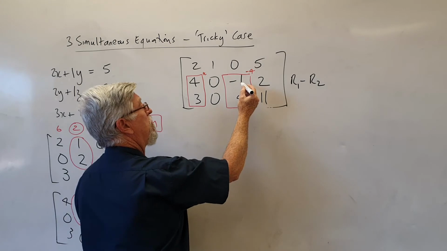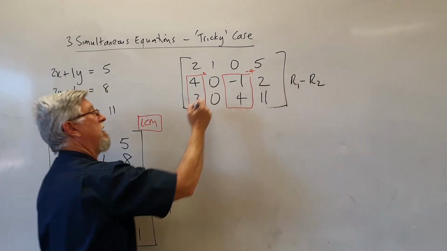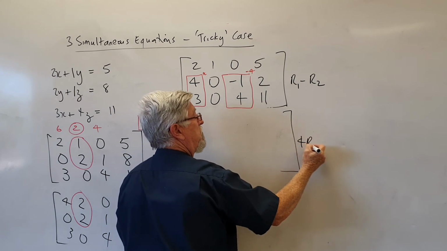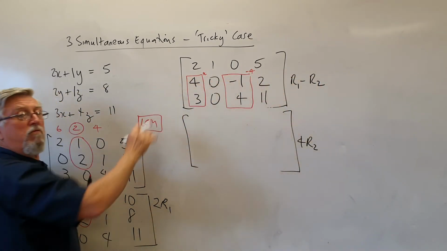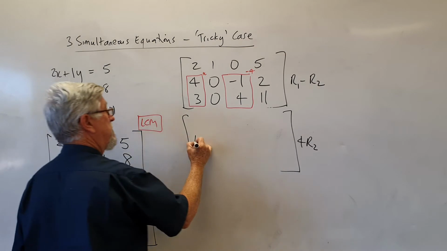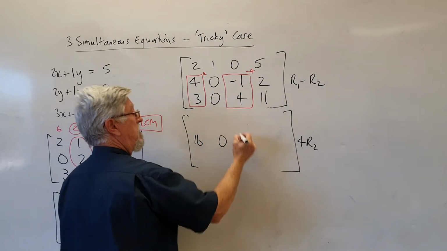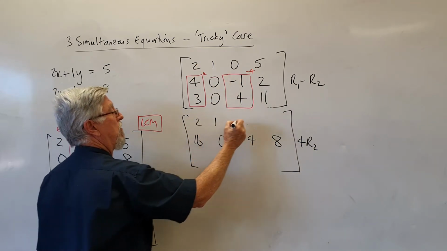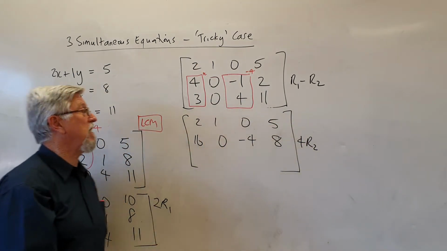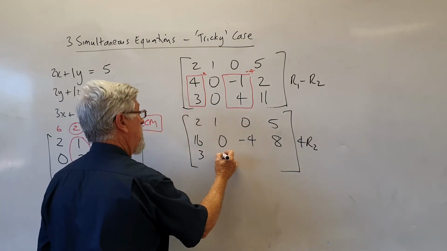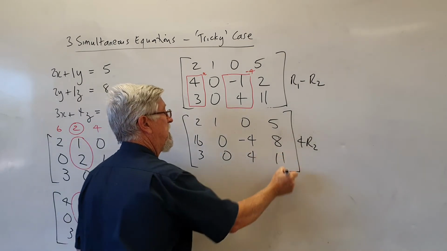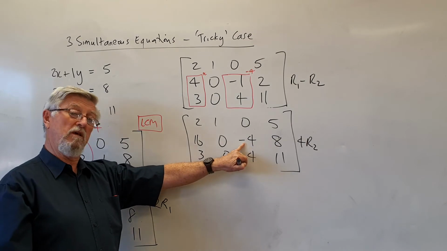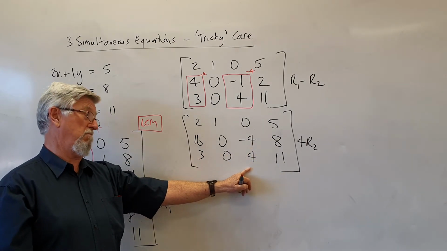So if I multiply this row here by 4, what am I going to write? It's 4 times row 2. That row 2 we're going to multiply by 4. I get a 16, that stays 0. This is a minus 4, that becomes an 8. This is still 2, 1, 0, 5, nothing changed there, nothing changed here. 3, 0, 4, and 11. And the interesting thing is they've got the same size. Not the same sign, but the same size, or we talk about the same magnitude.